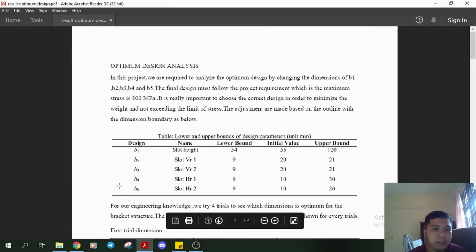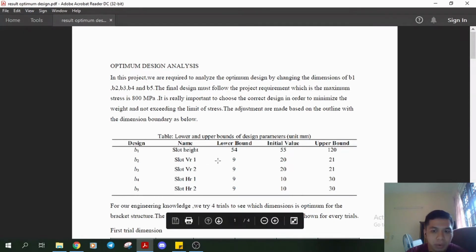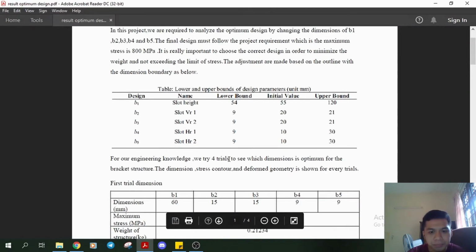For the next optimum design analysis, I will continue the presentation. For this project, we are required to analyze the optimum design by changing the dimensions of B1, B2, B3, B4 and B5. But the final design that we create must follow the project requirement, which is a maximum stress of 100 megapascal. So here is the table outlining the design for B1, B2, B3, B4, B5, and the lower bound and the upper bound for the dimensions.